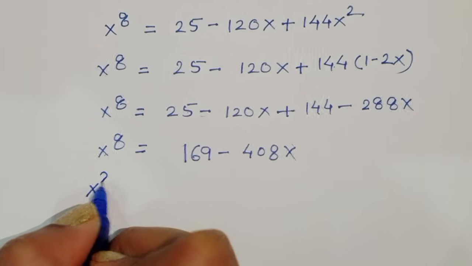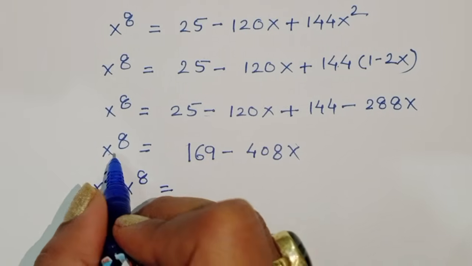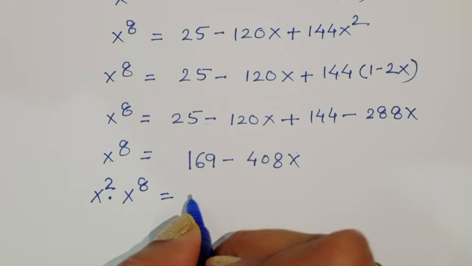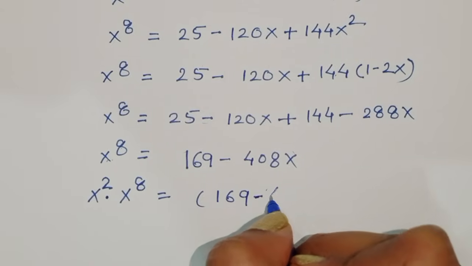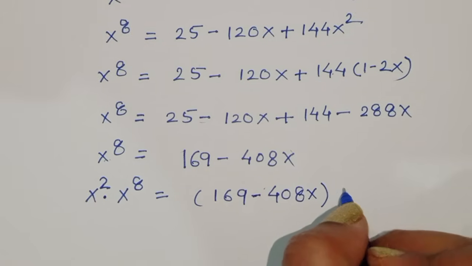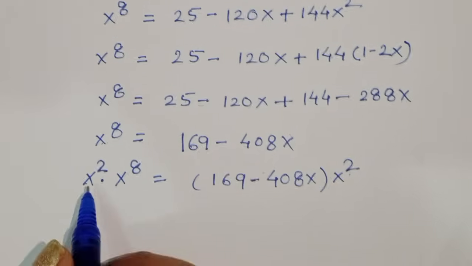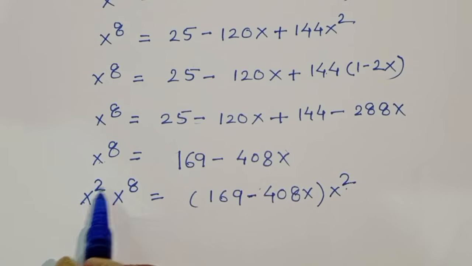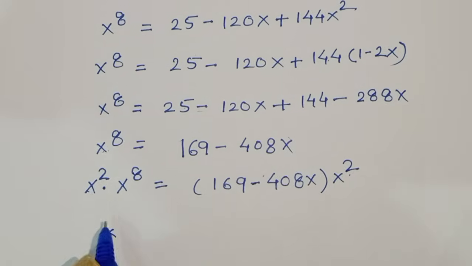So x square times x power 8 is equal to, we have to multiply both sides by x square because we have to find out the value of x power 10. So it will become 169 minus 408x, multiplied by x square. Now x power 2 times x power 8: we know the formula a power m times a power n is equal to a power m plus n, so it will become x power 2 plus 8, which is 10.